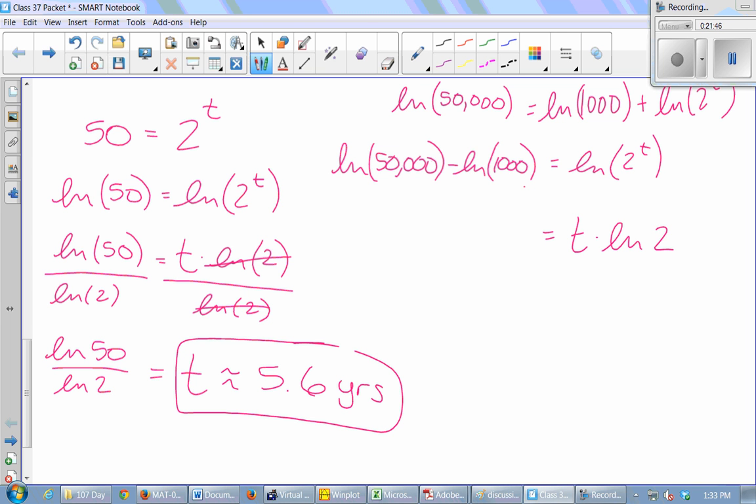Now I can use another property of logs if I want. You're doing the same thing, just using one property, and then undoing it. Another property of logs was that when you subtract two logs, you can condense it into a single log by using division. So this would be the ln of 50,000 divided by 1,000, which is 50, and we're back to the same equation we solved over here. So you can do it either way. It'll come out correctly as long as you remember your properties of logs.